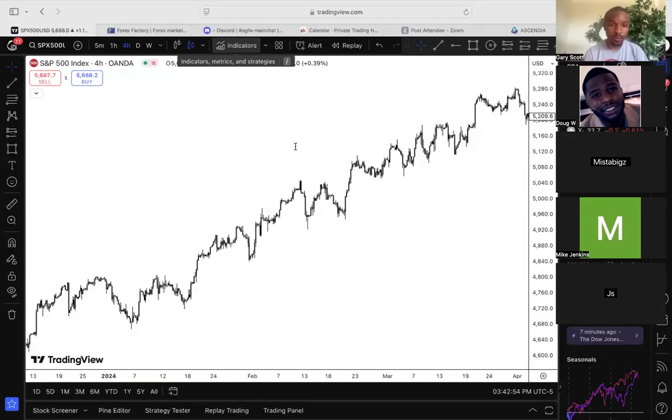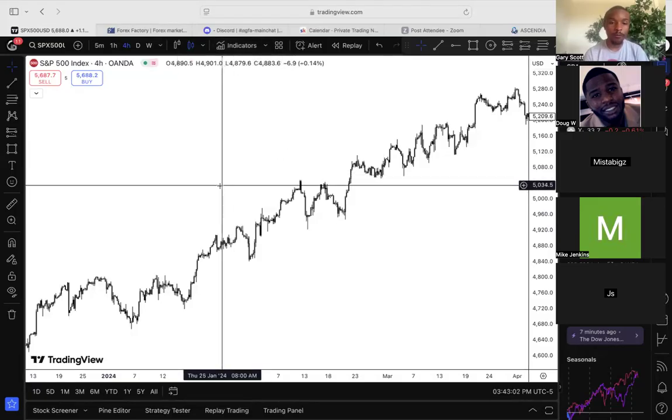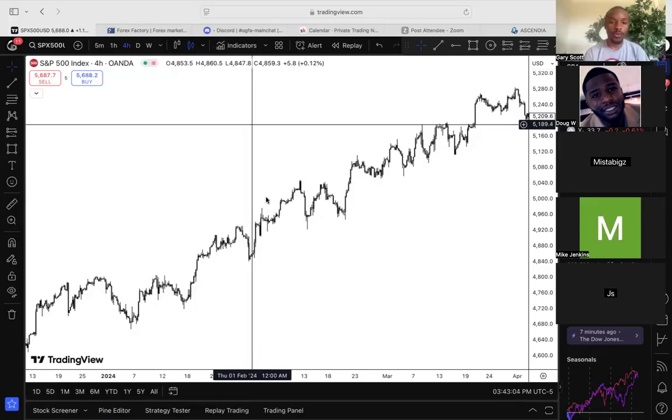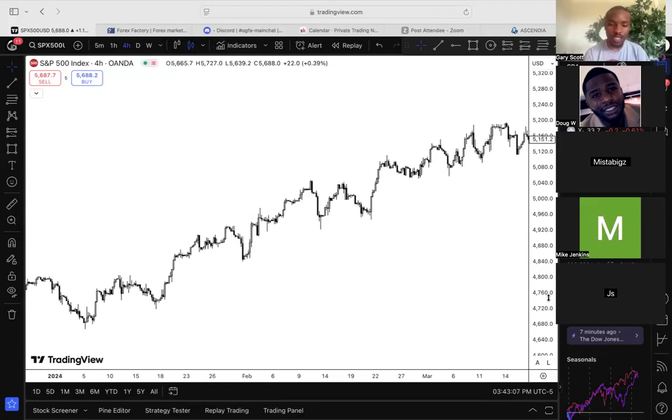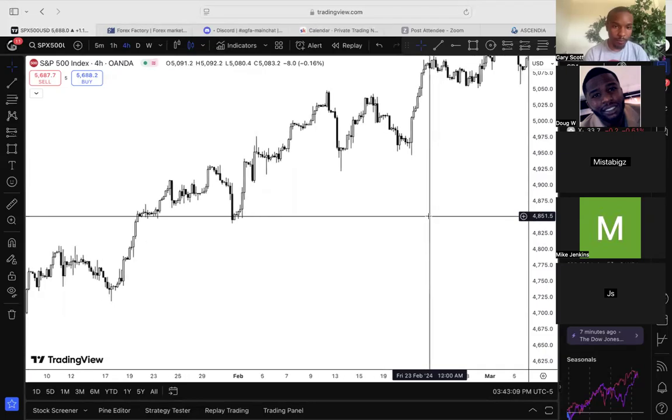Type them out. Structure, fair value gap, and order blocks. There we go. Structure, fair value gaps, and order blocks. Now, for anybody that was like, okay, what does a fair value gap look like in real time? Well, let me show you.